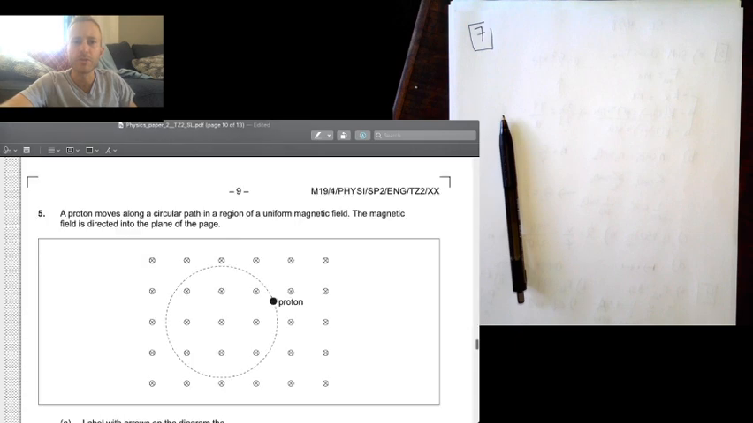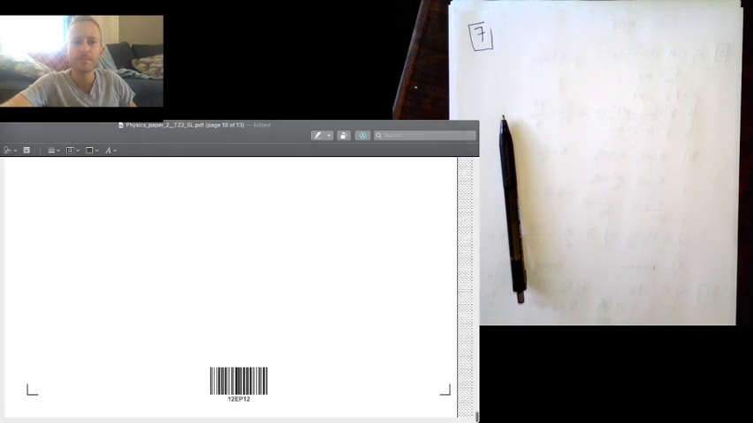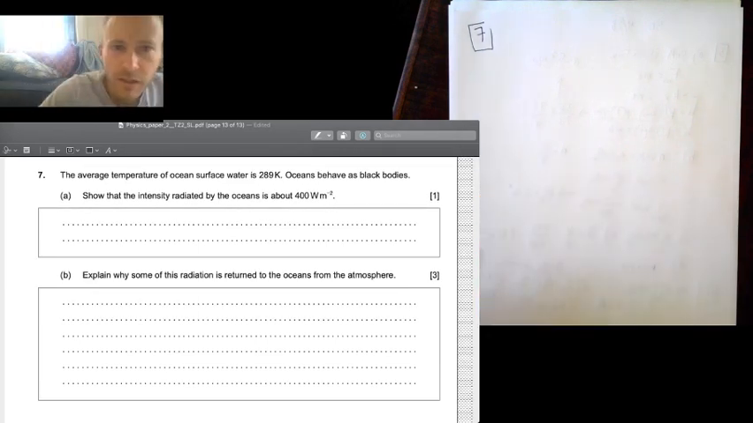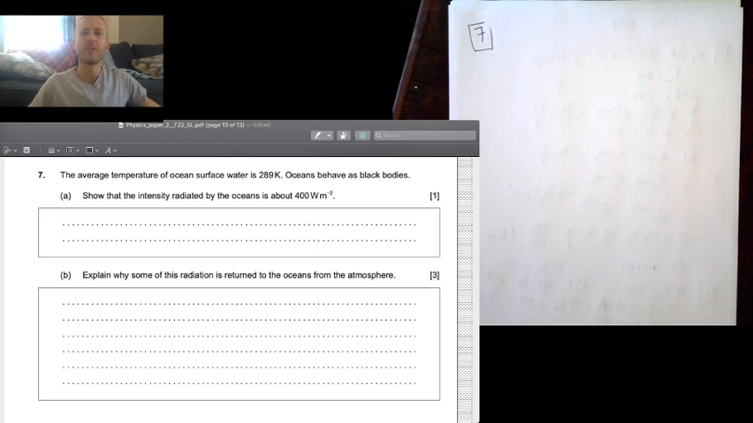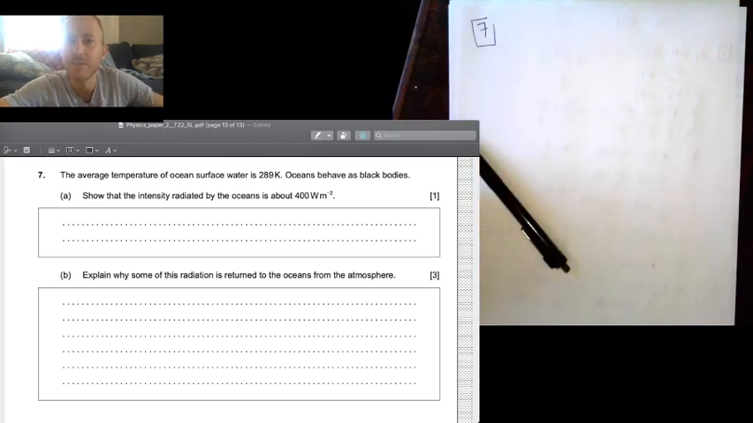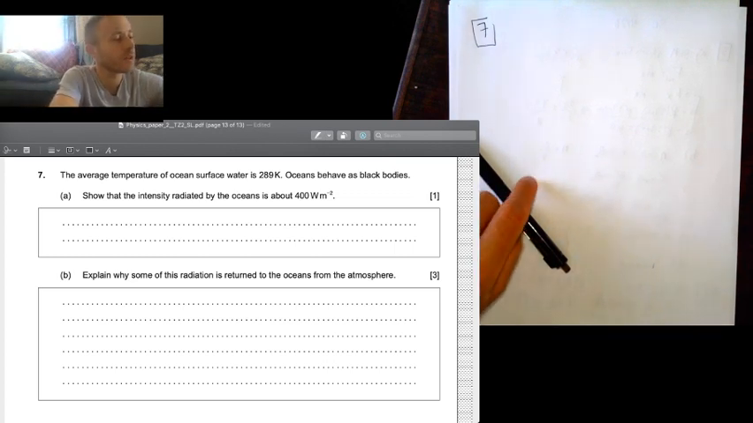And I'm going to do one more question for you guys, which is number 7. So let me scroll to number 7. Ooh, number 7 is mercifully short. Number 7 says determine the average ocean surface temperature is 289 Kelvin. Oceans behave as black bodies. Show that the intensity radiated by the ocean is about 400 watts per meter squared.